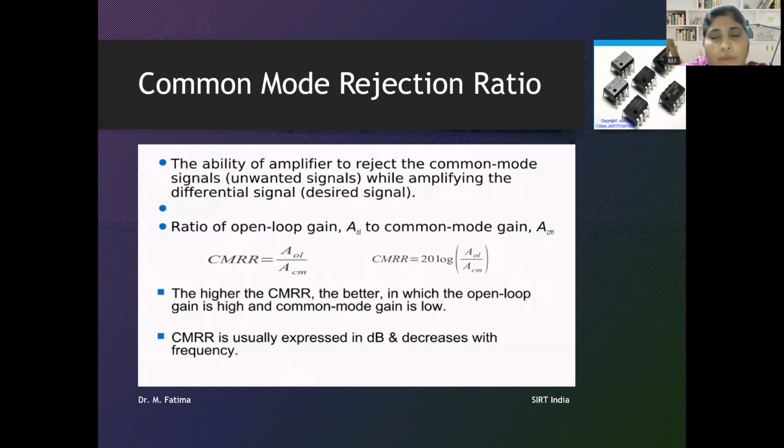The higher the common mode rejection ratio, the better the operational amplifier will be. Generally, CMRR is expressed in dB and it decreases with frequency. The higher the value of CMRR, the more noise will be rejected.